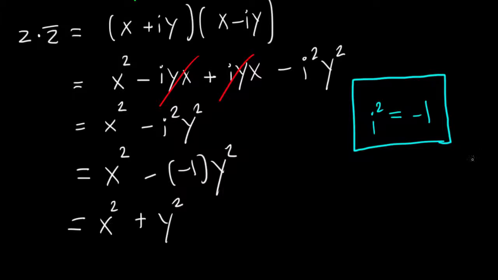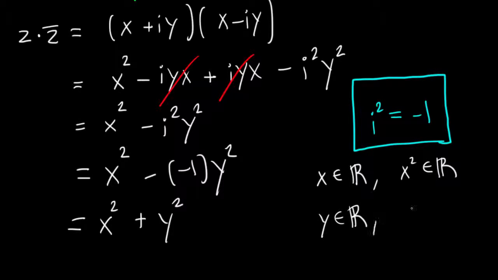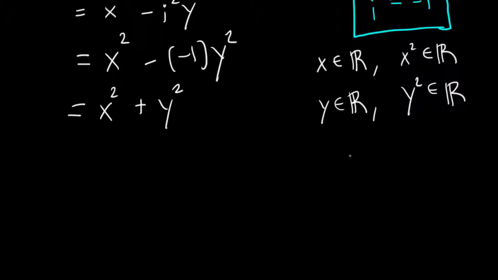We know that if x is part of the realm of real numbers, then x squared will be a part of the realm of real numbers. And obviously if y is part of the realm of real numbers, then y squared will also be, which would clearly mean that when you're adding two real numbers to each other, you're going to get a real number. So this here will be a real number. That's why, when we multiply a complex number by its conjugate, we get a real number.